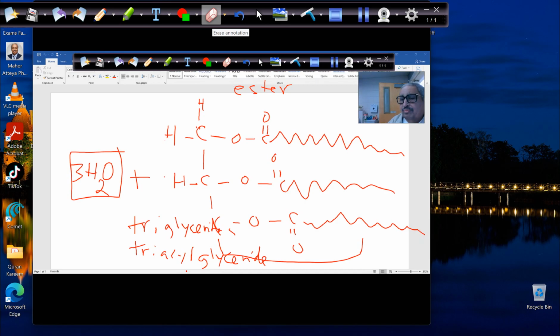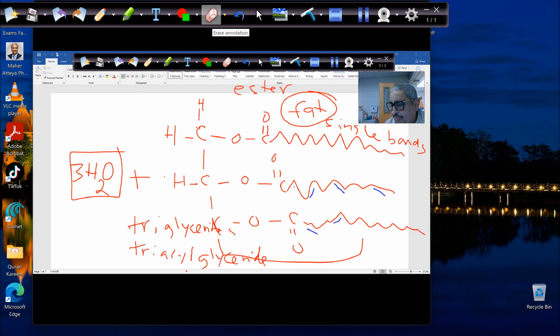And the glycerol is called what? Triacyl glyceride. So the whole ester is triacyl glyceride. Now we have an ester, which is a lipid. Now this lipid, depending on the single bond or double bond.